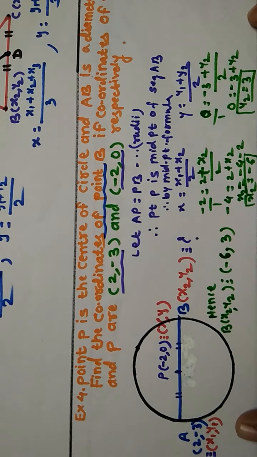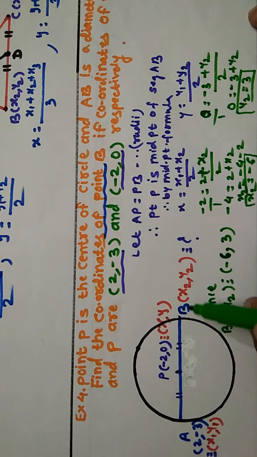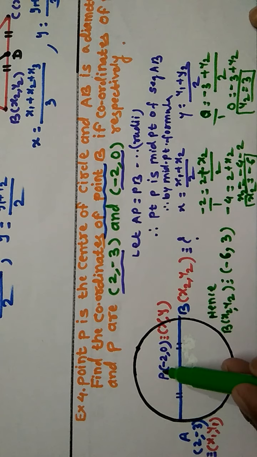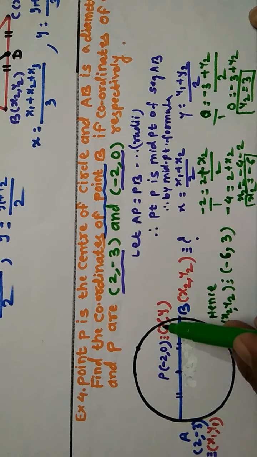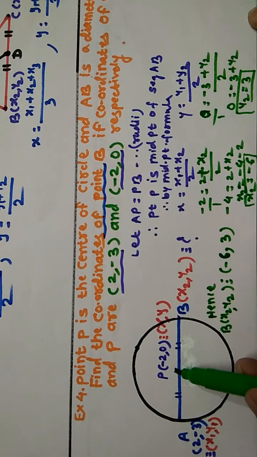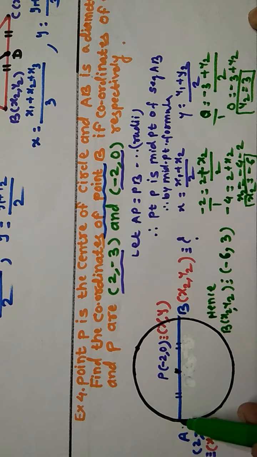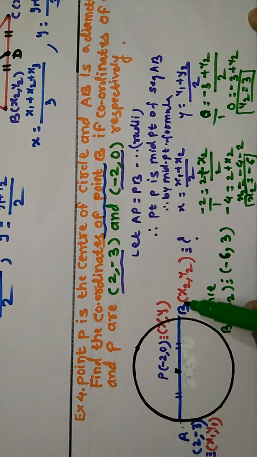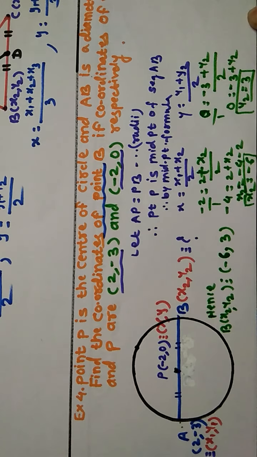Here we use the midpoint formula to find the coordinates of B. Means if the endpoints A and B are given, then we can find the coordinates of P. Also, if P, the midpoint, and any one of the endpoints A or B are given, then we can find the remaining coordinates.